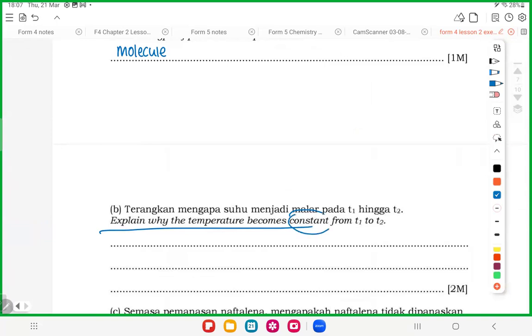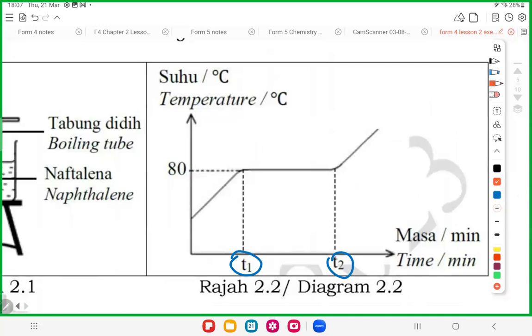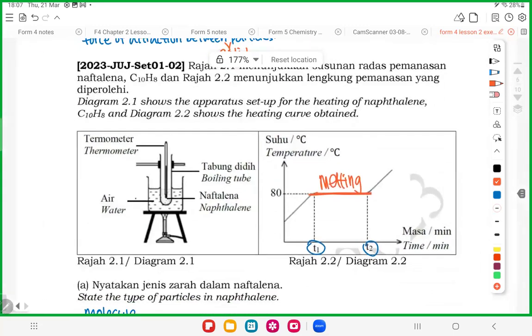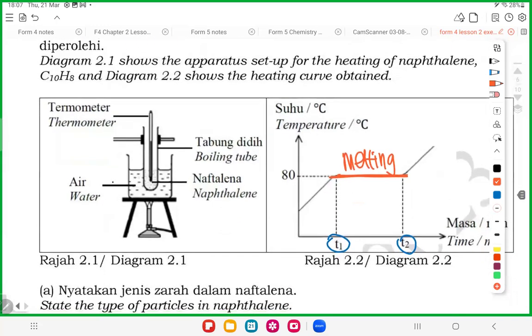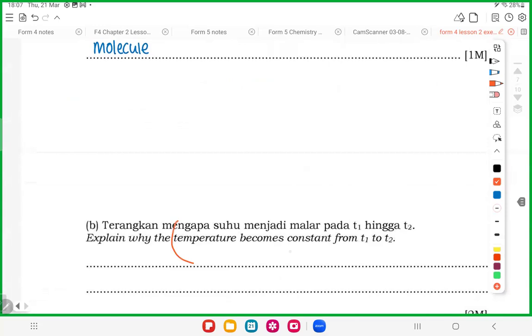Constant means no change from T1 to T2. So where is T1 to T2, everyone? T1 to T2 is here. So you know this process is the melting process. Why do we know this is the melting process? Because obviously this question starts with a solid. When you heat a solid, it will be a melting process. Sorry, I said boiling just now accidentally. It should be melting. So why during the melting process is the temperature constant?